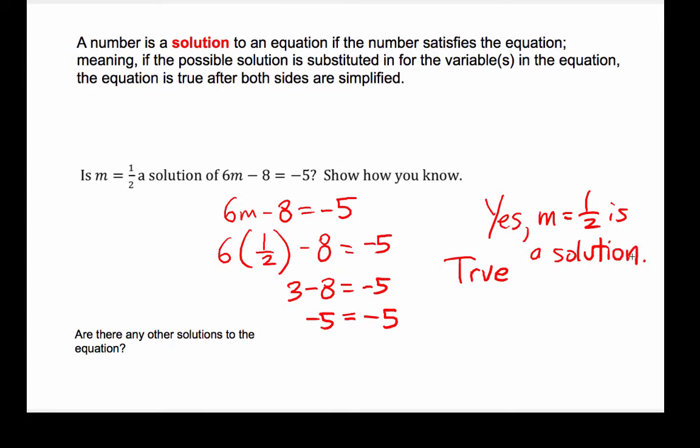So you might ask yourself, well, are there other solutions? Are there any other solutions to the equation? In this case, when we only have one variable, m, no exponents, then there's only going to be one solution to an equation. Later we'll look at equations that have two variables, which have more than one solution. We'll look at equations that have exponents. They will have more than one solution. But for now, if we have one type of variable, just m in this case, then we're only going to have one solution.